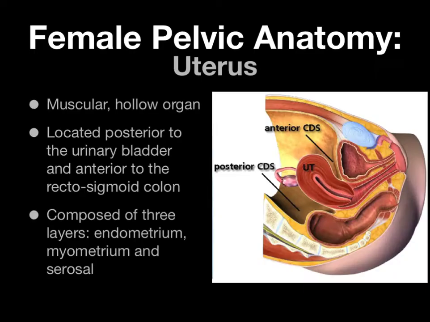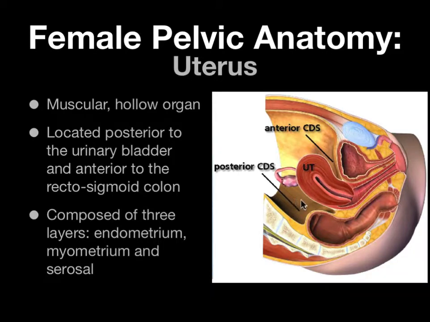Let's look now at the sonographic anatomy of the female pelvis. Looking at the uterus first, it's a muscular hollow organ, here's the myometrium. It's going to be located posterior to the urinary bladder and anterior to the rectosigmoid colon. And it's going to be composed of 3 layers. You're going to have the endometrial layer, the myometrial layer, and the serosal layer. The only 2 layers that you're going to be able to visualize with ultrasound will be the myometrial and the endometrial layers.